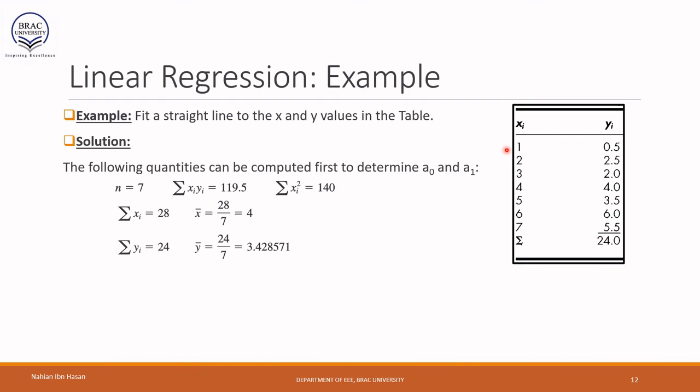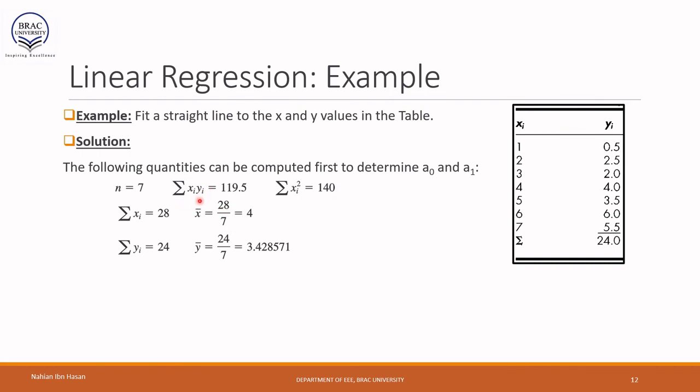Okay, so we need to fit a straight line, a least square regression line, whatever you say, from these data points. So if you remember the two equations, A0 and A1, we can get all the terms from this table actually. To get the values of A0 and A1, we need to determine certain quantities. For example, first of all, the value of n, the data points, is 7. Here we are given 7 data points, that's why n equals 7.